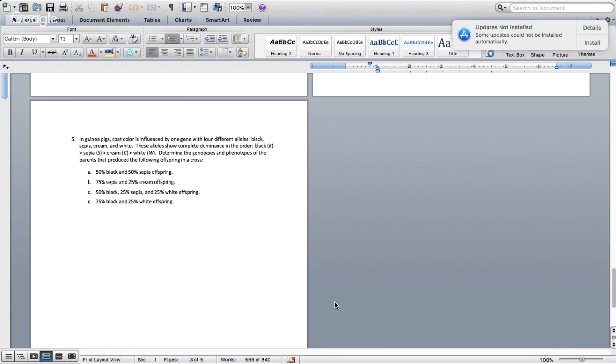D, we have a 3-to-1 ratio of the black and white offspring. The genotype would be BW with BW, and the phenotype black and black. So we have 2 black parents that have a 3-to-1 ratio of the black and white. And that is it for our video.